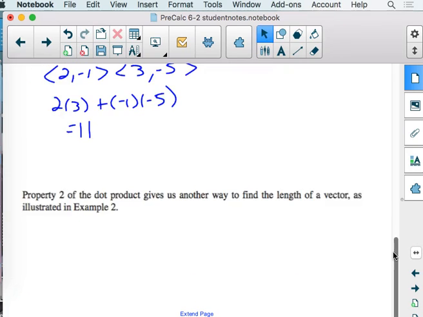So down here at the bottom, a little note says property 2 of the dot product gives us another way to find the length of a vector, as illustrated in example 2. That's because now we wouldn't necessarily need to know how to find magnitude. We do anyway. We did a bunch of assignments on it. We know it's the square root of a squared plus b squared when we're dealing with a vector in component form. But this is saying you could also figure out the magnitude by using the dot product and then just taking the square root.